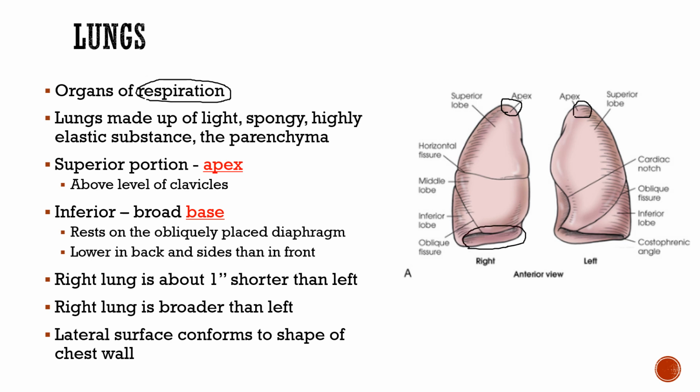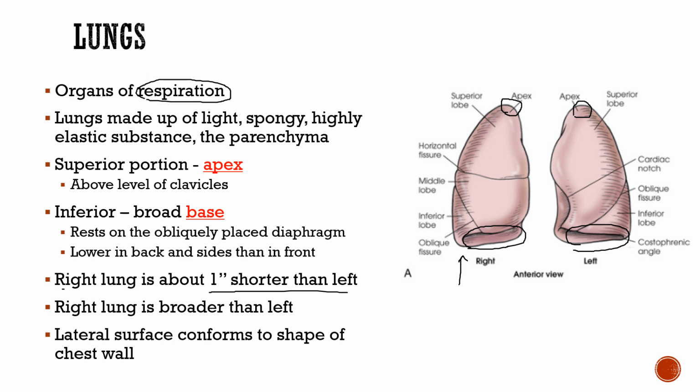And so the base is going to be resting obliquely on the diaphragm. It's lower in the back, in the sides, than in the front, as shown in the pictures. The right lung is about 1 inch shorter than the left, and that's because it's pushed up by the liver. And the right lung is also broader than the left lung as well.